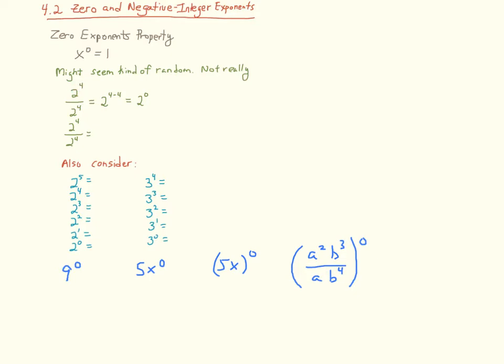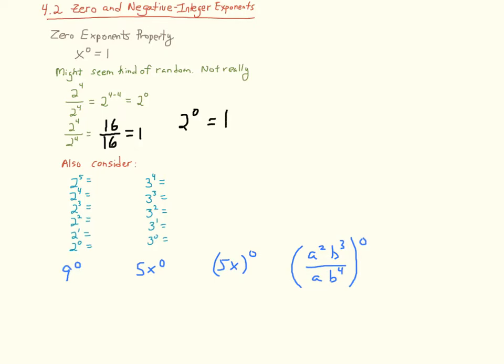Let's consider 2 to the 4th divided by 2 to the 4th. If we use the quotient of powers with equal bases property, that would have to be 2 to the 4 minus 4, which equals 2 to the 0. But if you think about what that has to be, 2 to the 4th would equal 16, and divided by 2 to the 4th, which also equals 16, that equals 1. So you can conclude that 2 to the 0 has to equal 1.